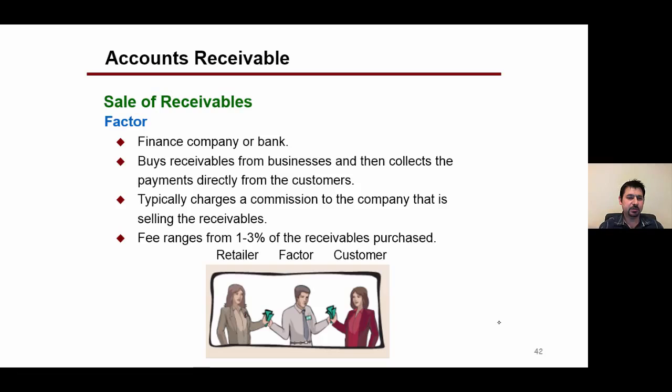There are two ways of selling the receivables. The first one is called factoring, and here the company would sell their existing receivables to another organization who will charge them a certain fee for the collection of the receivables. So the customer will be paying the full amount to the factor. The factor will pay the retailer.